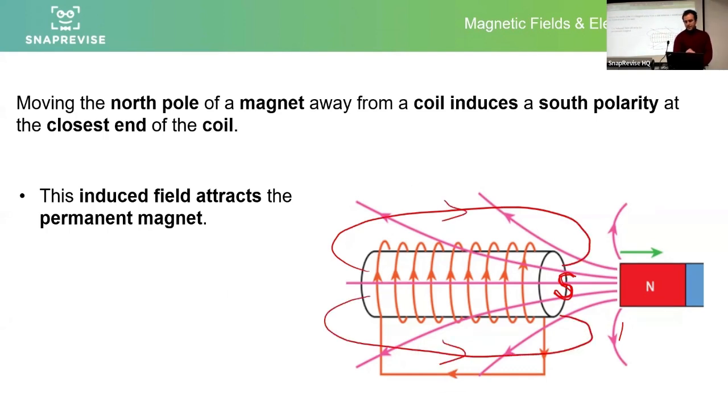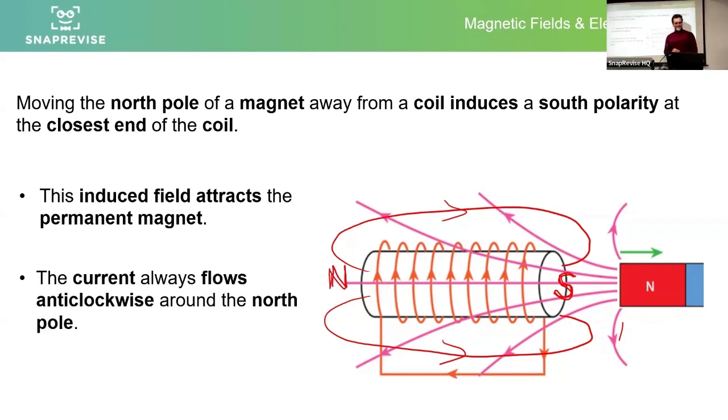It is the ultimate small c conservative force. It just wants everything to stop. Everybody stop making such a ruckus. This induced field attracts the permanent magnet. It certainly does. The current always flows anti-clockwise around the North Pole. Yeah, that's worth just pointing out.